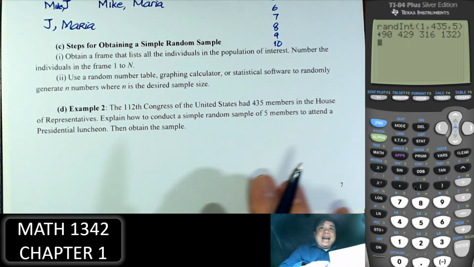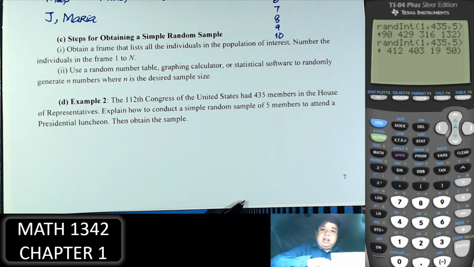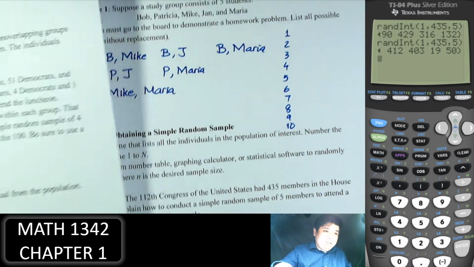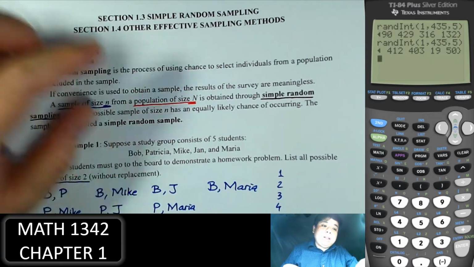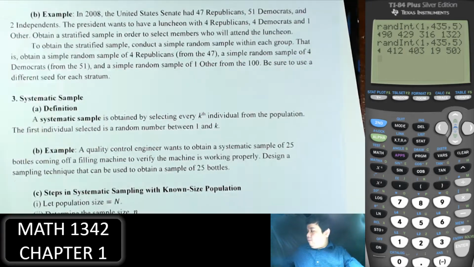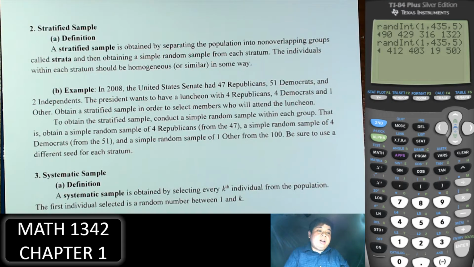Okay. The answer will vary every time we do this, so I'm not going to write the answer down. It just depends on whatever your calculator gives you as the random sample. Alright, so that is what we call simple random sampling. Next, stratified sample.